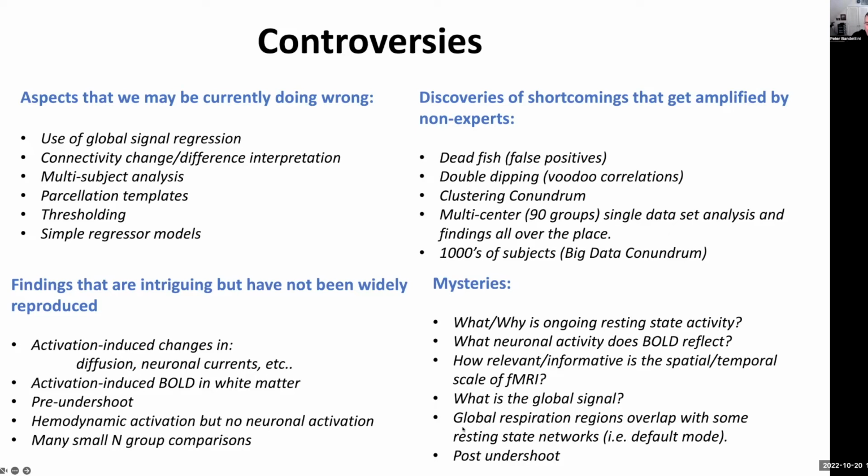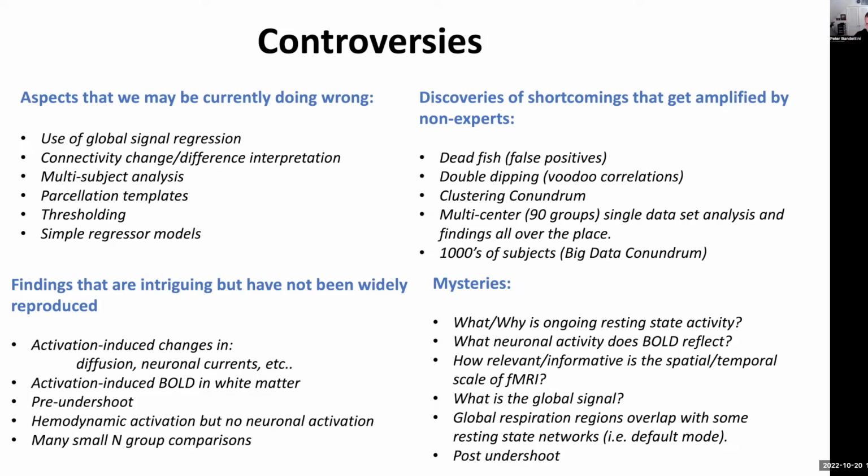And along those lines, a mystery for myself is that global respiration regions, regions that show up as correlated with respiration, they overlap with some resting state networks. So there's a lot of similarities. Jean Chen wrote a nice paper on this, and Rasmus Birn, when he was a postdoc with me and a staff scientist, showed this as well. And so it's a little bit concerning that some of the strongest resting state networks seem to overlap significantly with respiration.